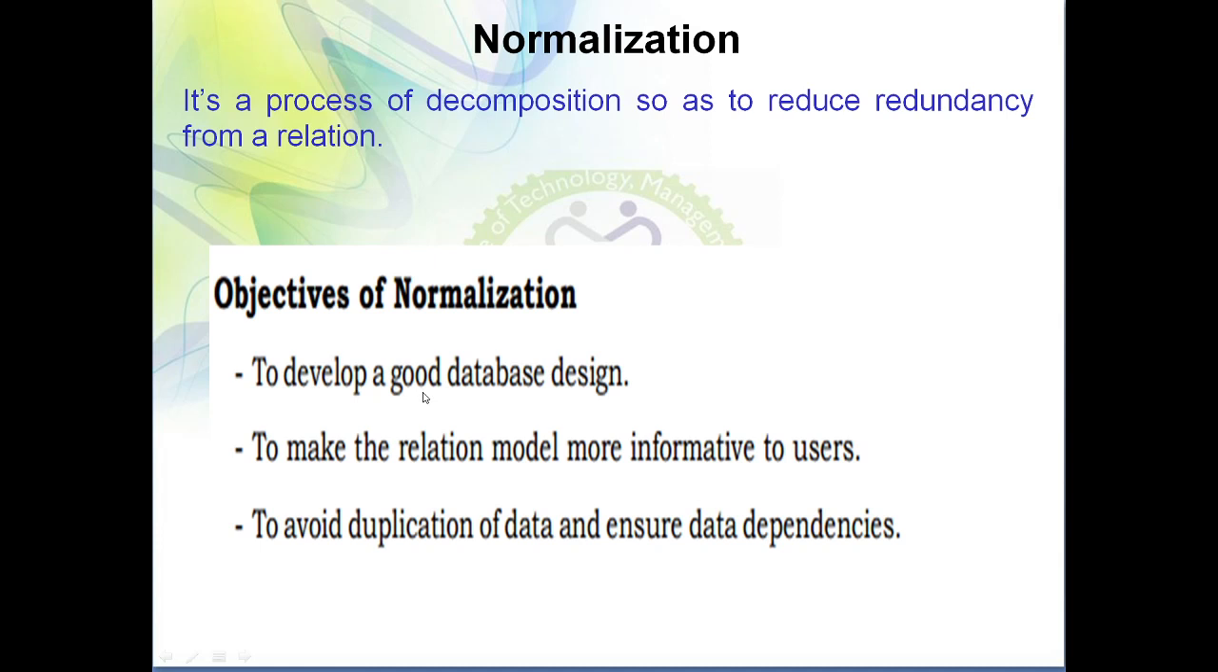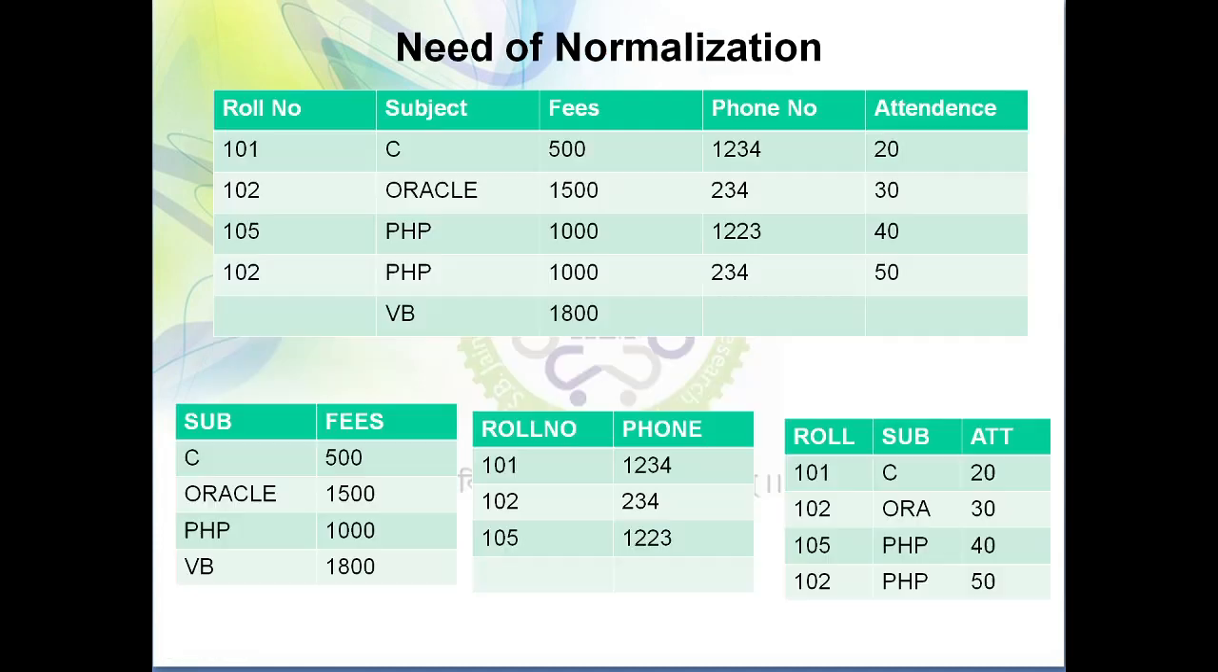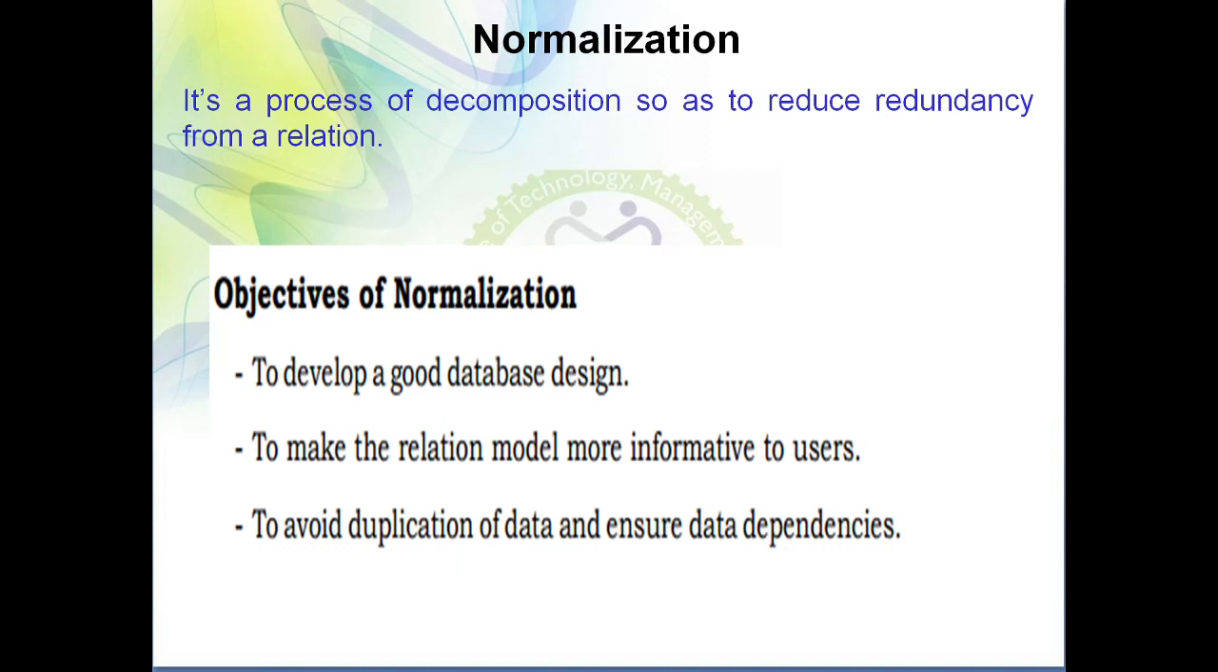Now the question is, what is the meaning of good database design? I can simply say this is a bad design and this is a good design. Now what is the reason why this is a bad design? Because here we are facing insertion, deletion and updation problems. And why is this a good design? Because in this case there is no issue of insertion, updation, deletion as well as inconsistency. So this is the first objective of normalization.